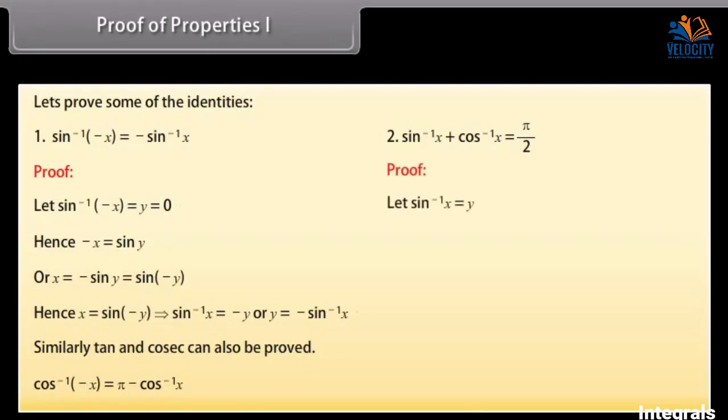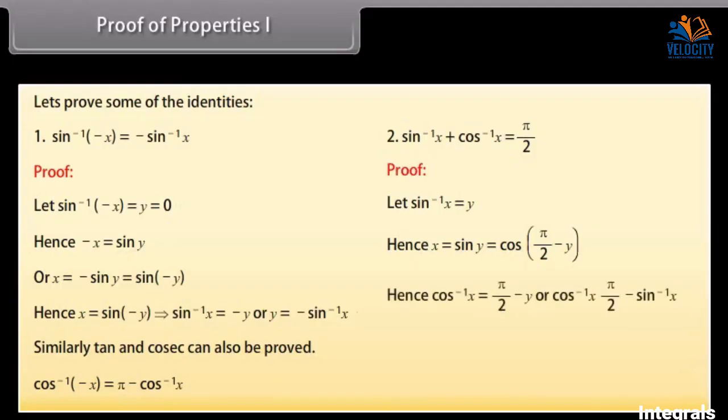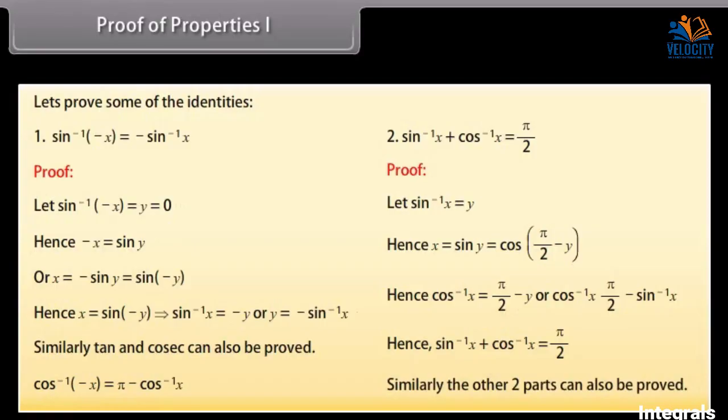Proof. Let sine inverse x be equal to y. Hence, x is equal to sine y, which is equal to cos of pi by 2 minus y. Hence, cos inverse x is equal to pi by 2 minus y, or cos inverse x is equal to pi by 2 minus sine inverse x. Hence, sine inverse x plus cos inverse x is equal to pi by 2. Similarly, the other two parts can also be proved.